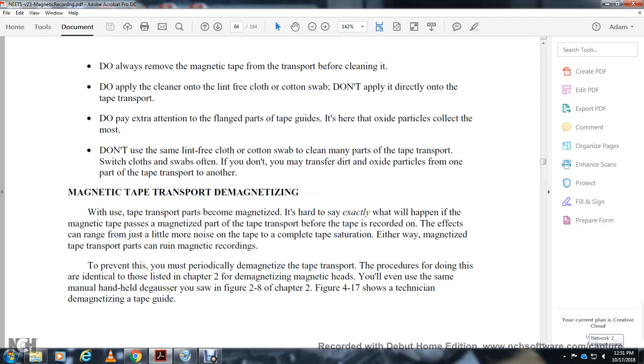Magnetic tape demagnetizing: the tape transport can become magnetized. It is hard to know exactly what happens to the magnetic tape, but magnetized parts of the transport can affect the tape before it is recorded. The effect can range from a little added noise to complete tape saturation. Either way, magnetized tape transport parts can ruin the magnetic recordings. Prevent this by periodically demagnetizing the tape transport. The procedure is identical to the one in chapter 2 for demagnetizing magnetic heads. You use the same demagnetizer head probes shown in chapter 2, figure 2-8. Figure 4-17 shows the technique for demagnetizing a tape guide.